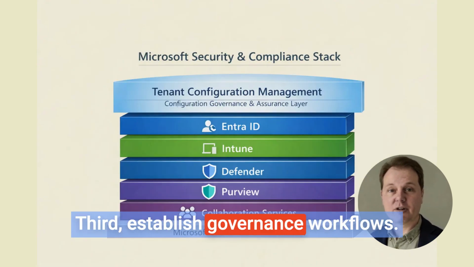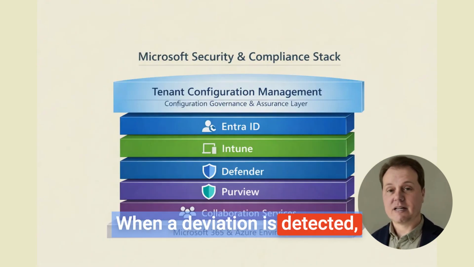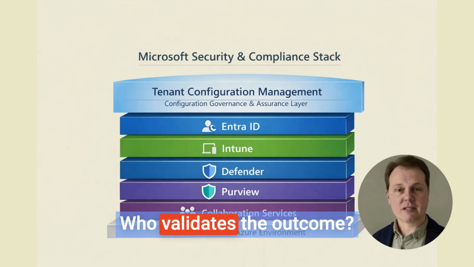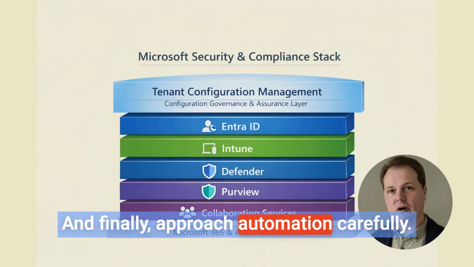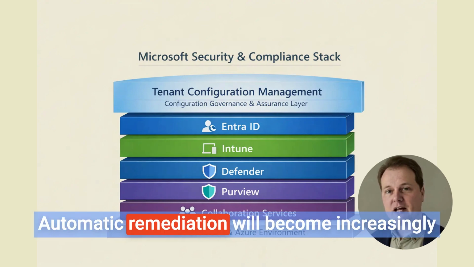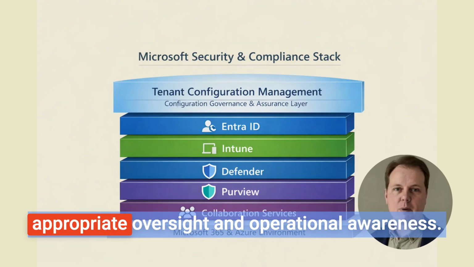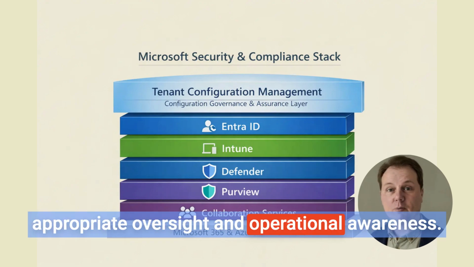Third, establish governance workflows. When a deviation is detected, who evaluates the risk? Who approves remediation? Who validates the outcome? And finally, approach automation carefully. Automatic remediation will become increasingly relevant, but it must be introduced with appropriate oversight and operational awareness.